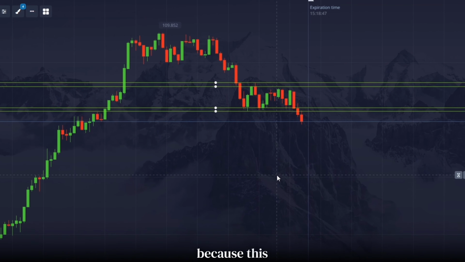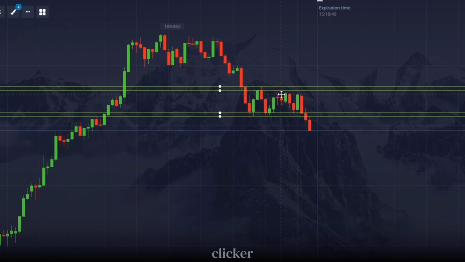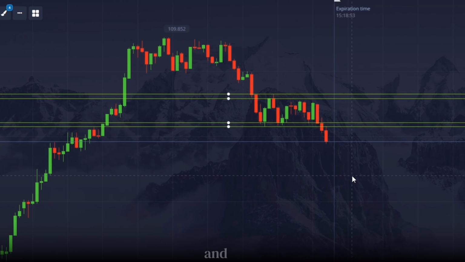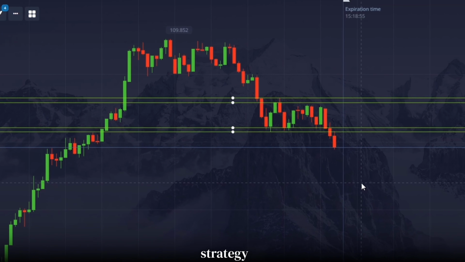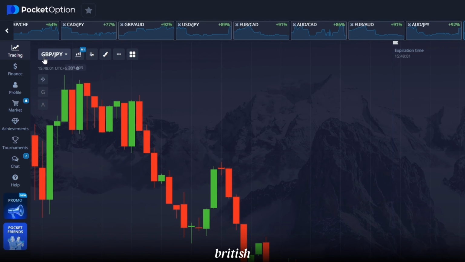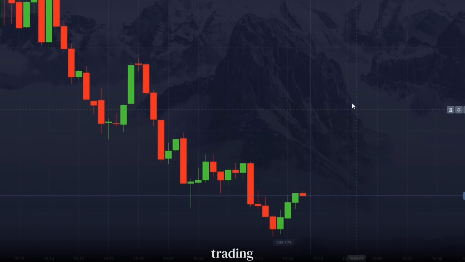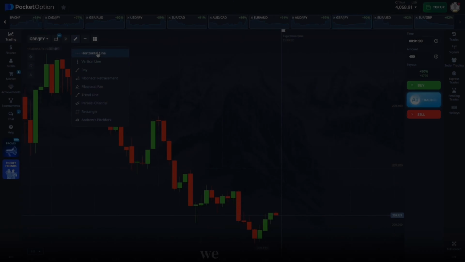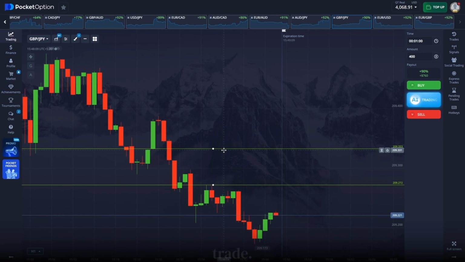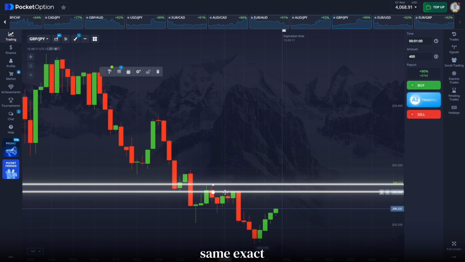Now let's switch to a different chart because this particular chart is not showing any clear trading opportunity. Let's find another trading setup on any other chart, and I will use the exact same strategy so that you can understand this strategy easily and apply it. Right now I am analyzing the British pound yen chart and I have a trading opportunity here. We have a recent resistance zone that can be used for a reversal trade. I'm going to apply the same exact strategy that we used previously.